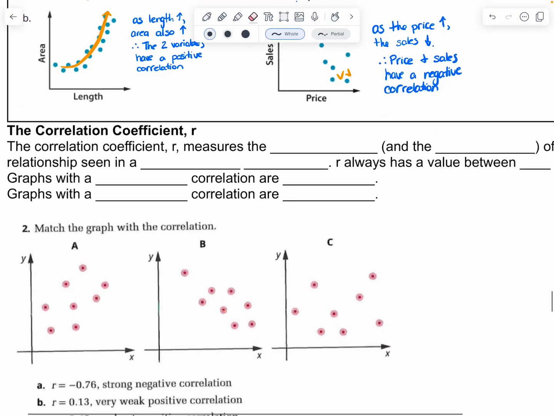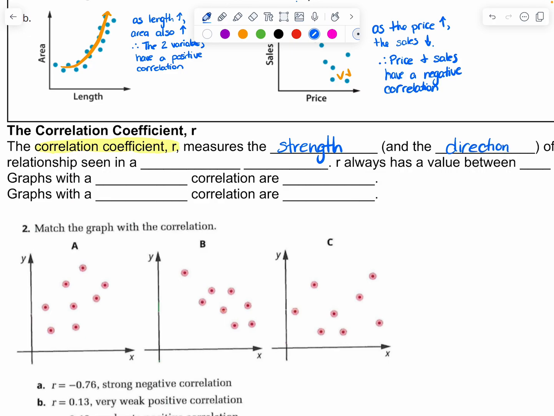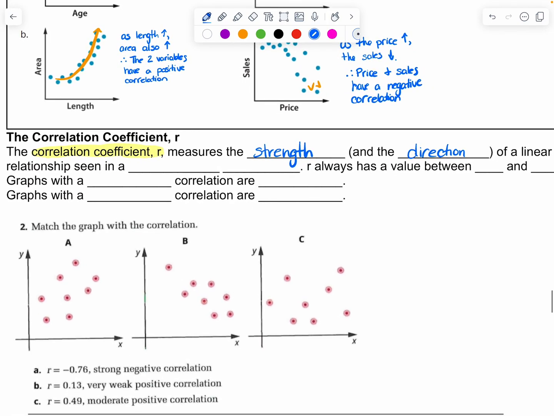In your notes here, there's a few blanks to put in. It says the correlation coefficient. The correlation coefficient is always represented by the letter R. Think of it as the relationship between the two. It measures the strength and the direction of a linear relationship seen in a scatter plot.